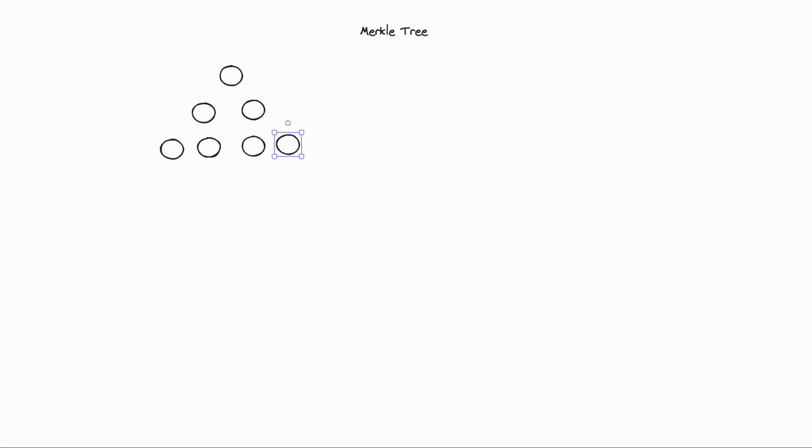So this is a root node. It has two children, and this one has two children, and the same way this one has two children. So this is a tree data structure. The root node can store some data, and in the same way, all the nodes can store some data. Each node has two children, and each node has a parent except the root node.